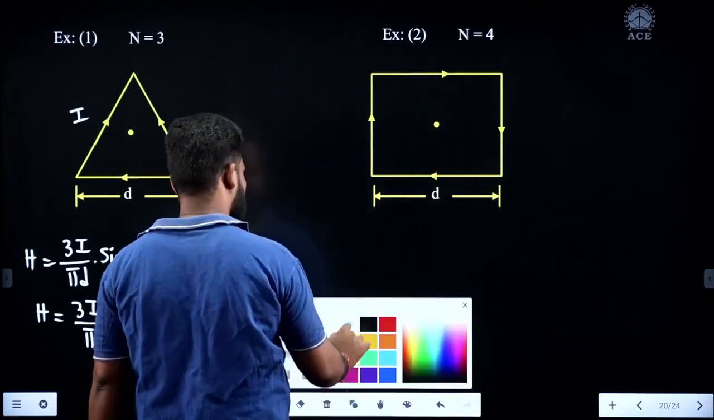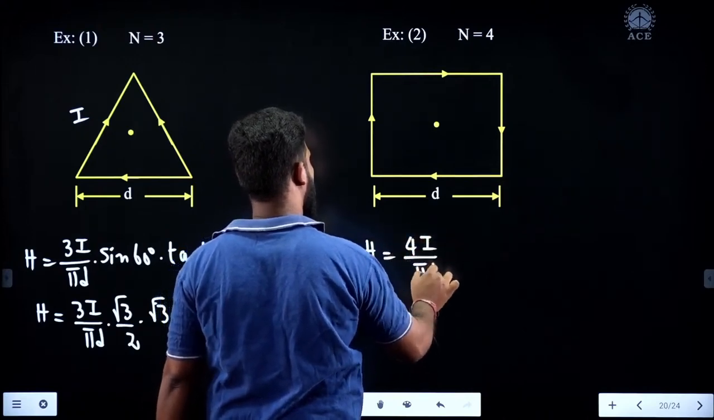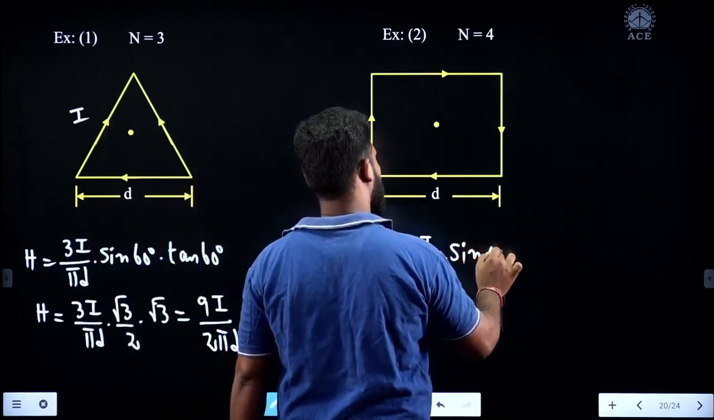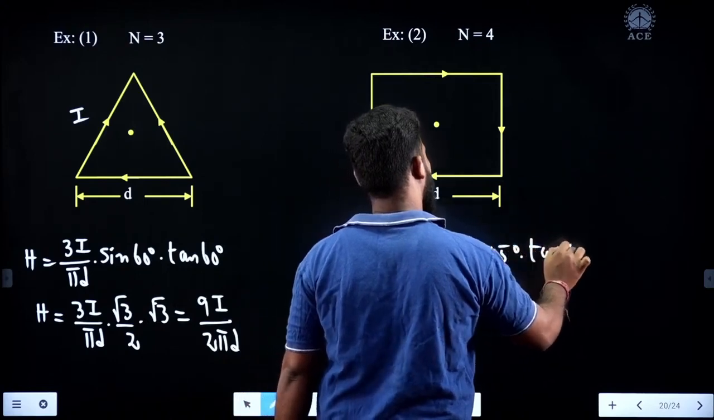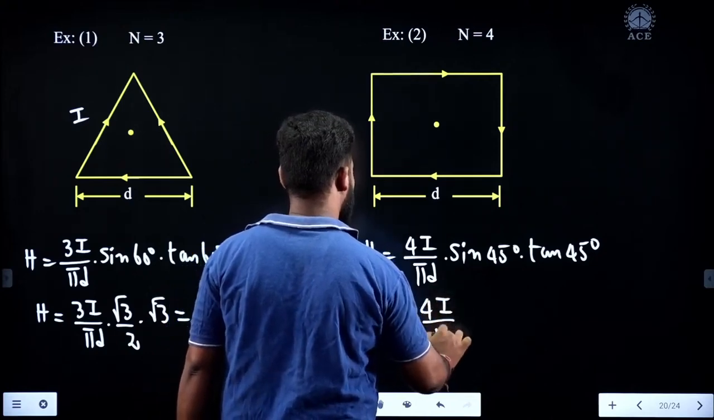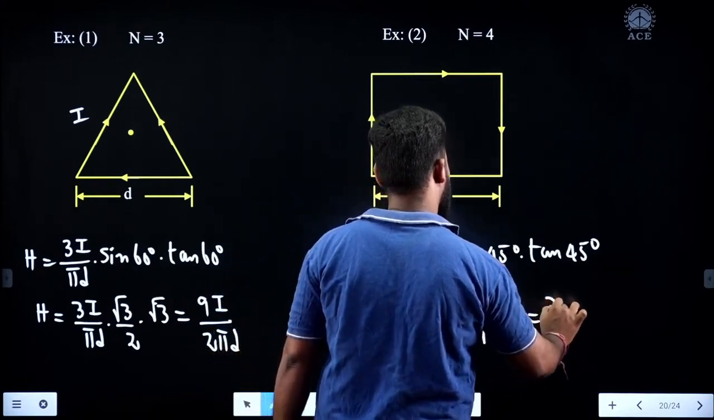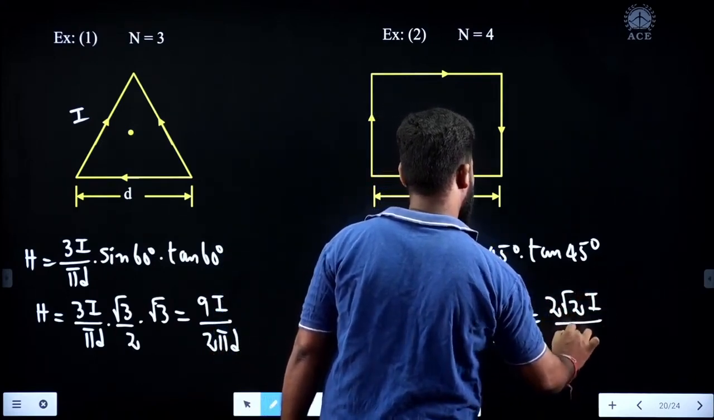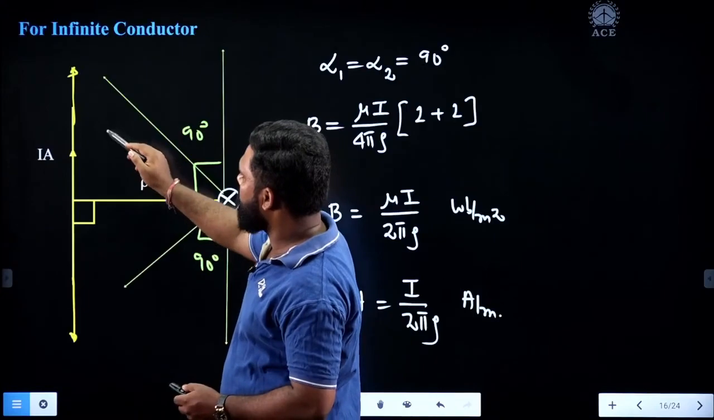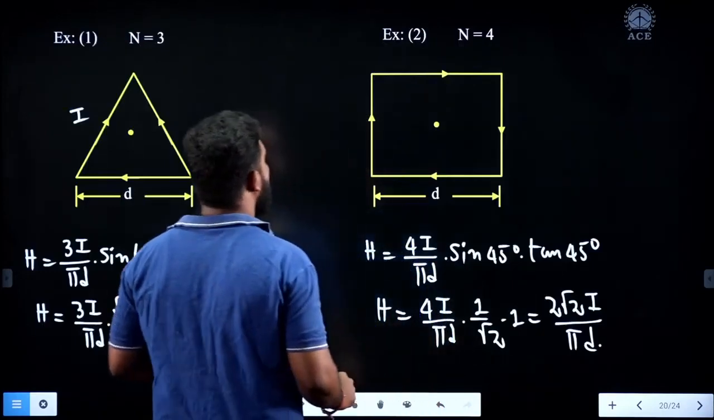Suppose n is equal to 4, just now we have seen as a question. So it is 4I by pi d, sine of 180 by 4, it is sine 45, and tan 45. So how much is this? Here it is 4I by pi d, 1 by root 2 into 1, which is 2 root 2 I by pi d. That is what we have got as the answer, isn't it? Here 2 root 2 I by pi d. Yes? Fine. Let us take one more example.